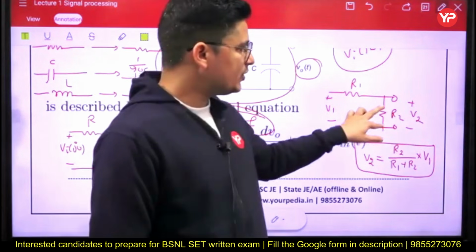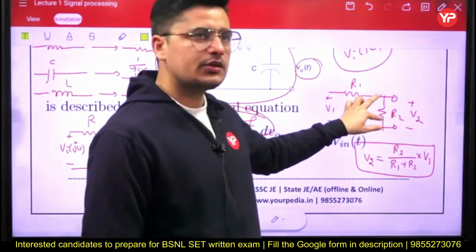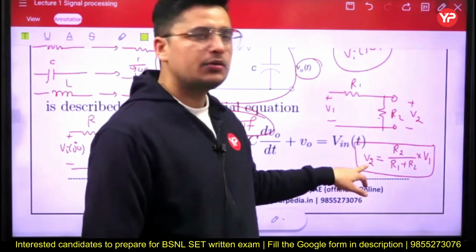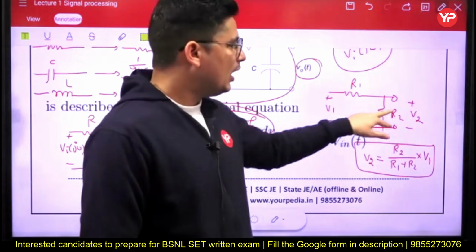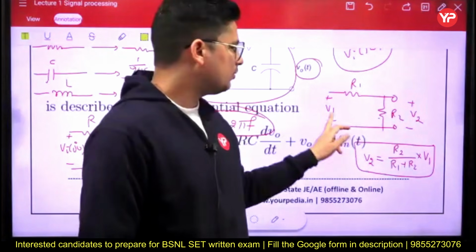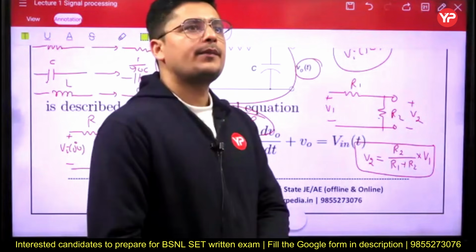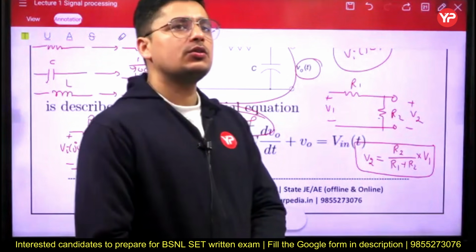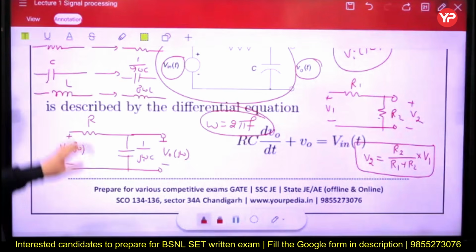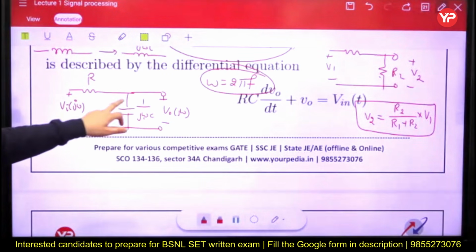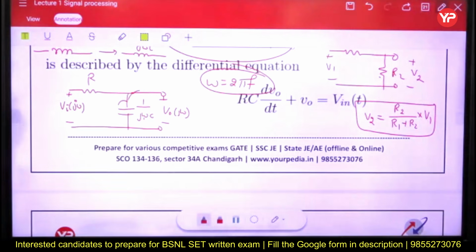Whenever you see two resistances and want to find the voltage across R2, the voltage across R2 is V2, which is R2 divided by the sum of the two resistances, times the total voltage V1. This is called the voltage division rule. The same thing we are going to apply here, where we calculate the voltage across this part.